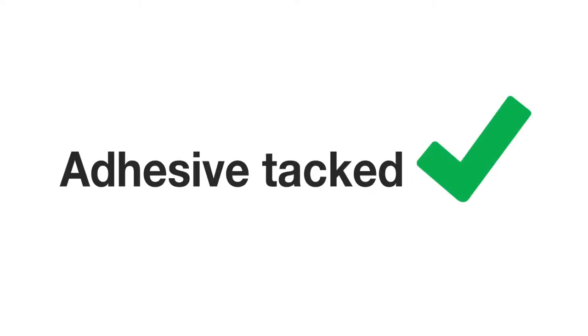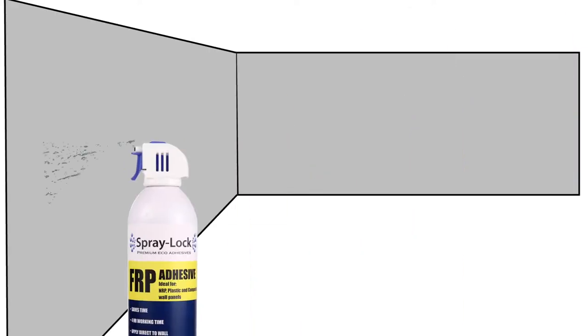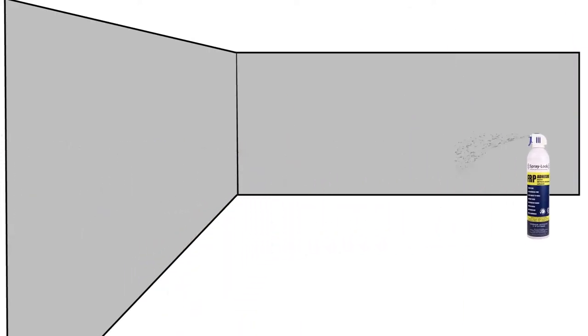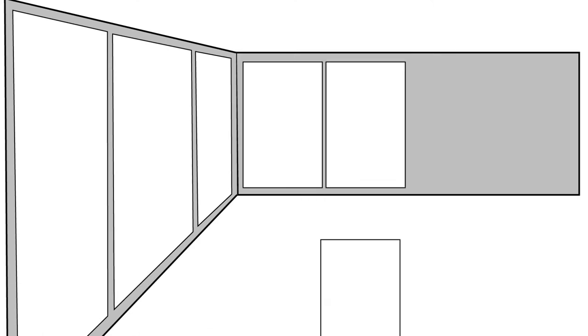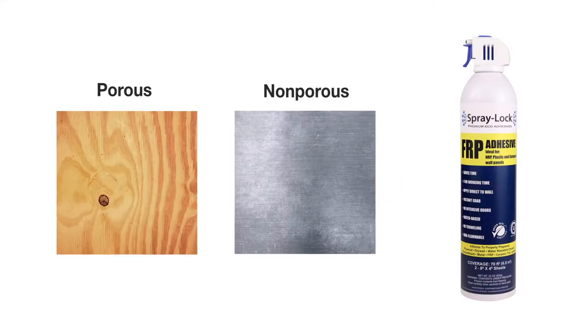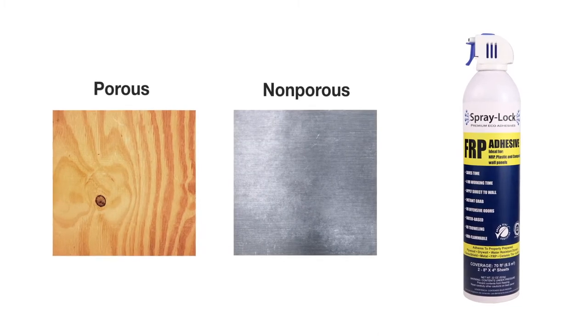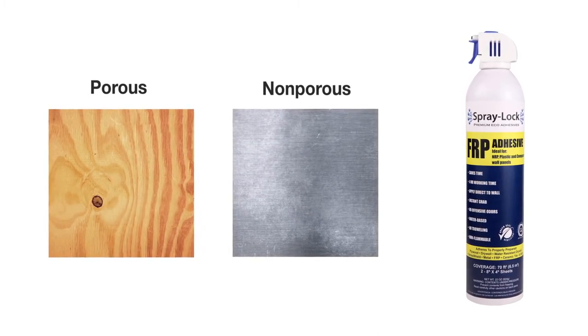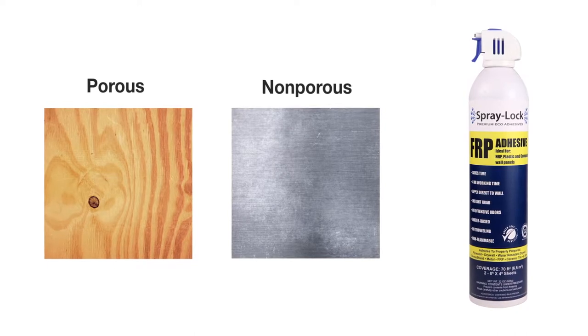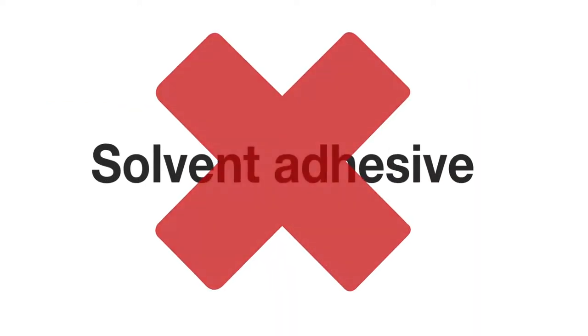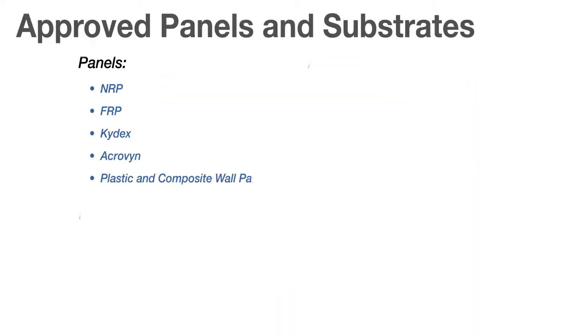A 4-hour working time. Spraylock FRP has a 4-hour working time once the adhesive is tacked. This allows the installer to spray out the work area and then focus on the sheet installation without stopping to spread glue. Porous and non-porous application. Spraylock is one of the only adhesives that allows installation over porous and non-porous substrates, reducing the need for solvent-based adhesive. Approved panels and substrates.